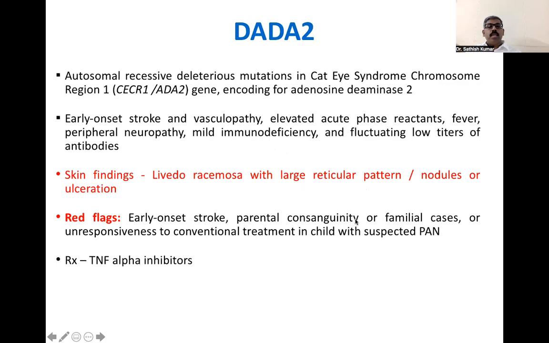So consanguinity is very important because it's autosomal recessive. Usually they don't respond to conventional treatment with steroids and azathioprine like what we do in polyarteritis nodosa. The treatment of choice is TNF alpha inhibitors.